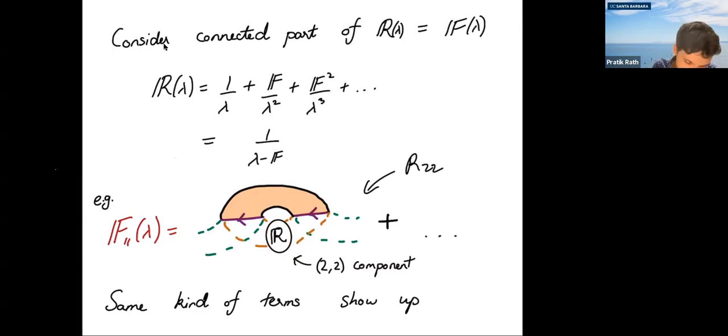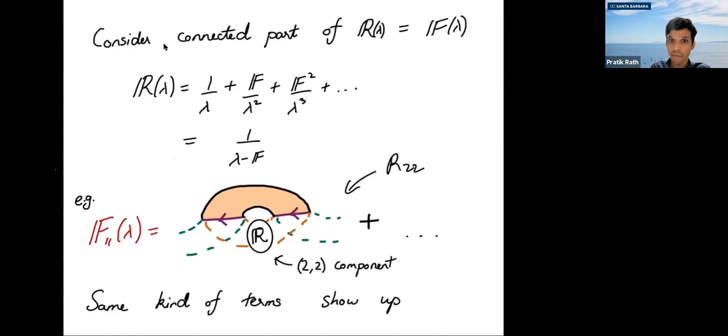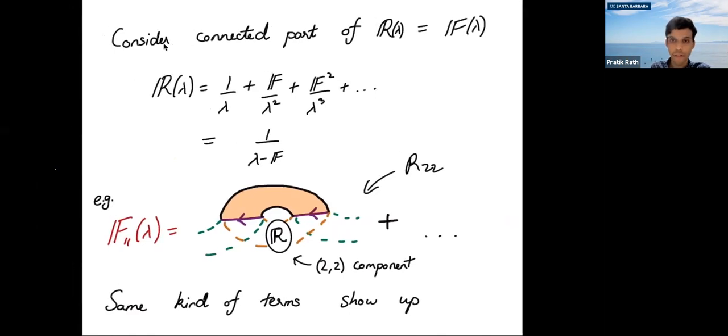So what we've done is expressed F in terms of R, whereas R itself was expressed in terms of F, right? So we have some sort of self-consistent equation again. I'll pause for questions if there are any.